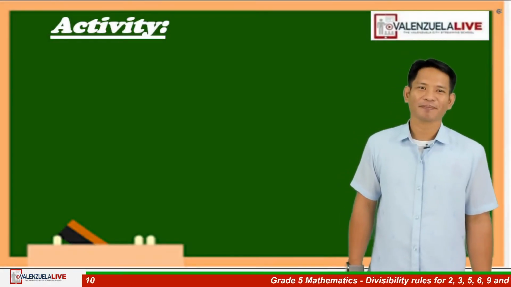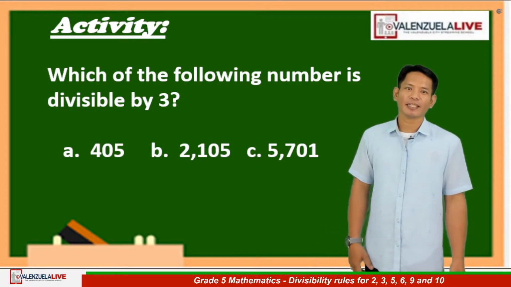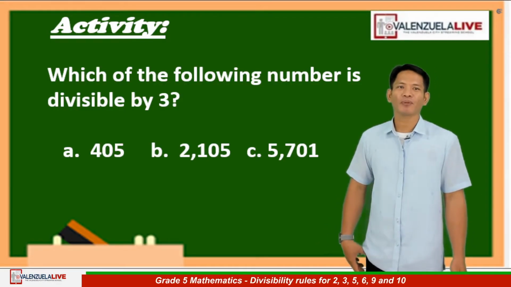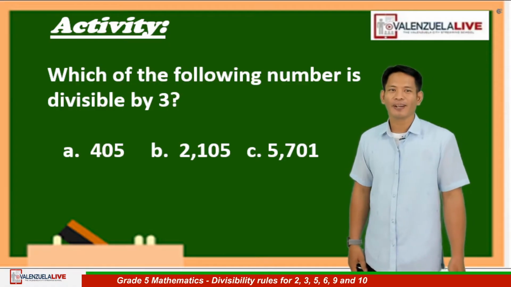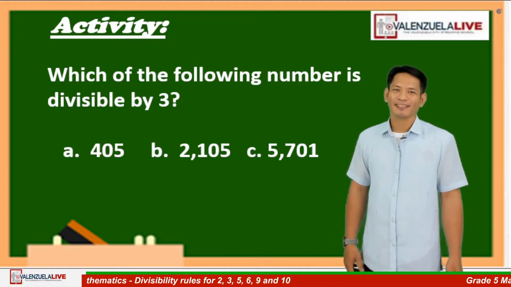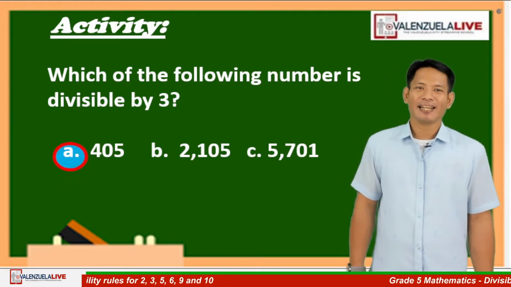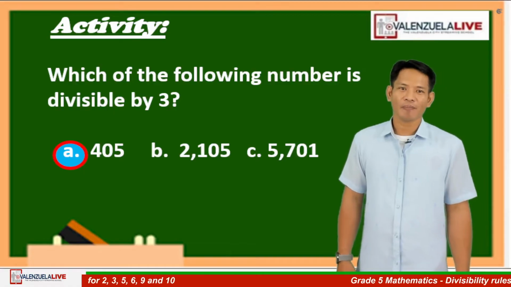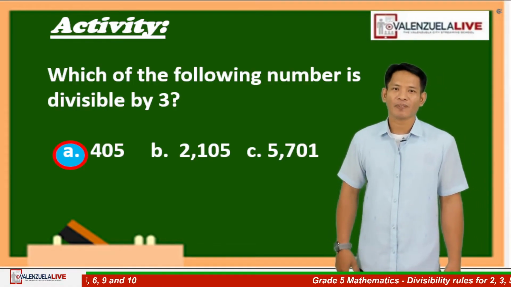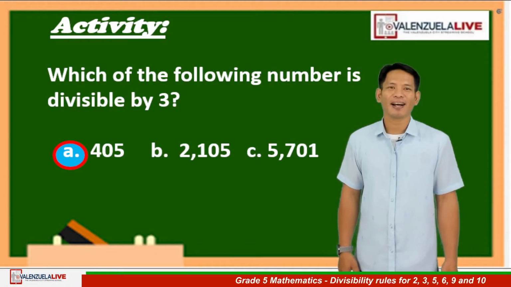Next one. Which of the following numbers is divisible by 3? Is it A, 405, B, 2105, or letter C, 5701? Of course, grade 5, the correct answer is letter A. Why? Because 4 plus 0 plus 5, the sum is 9, and 9 is divisible by 3.